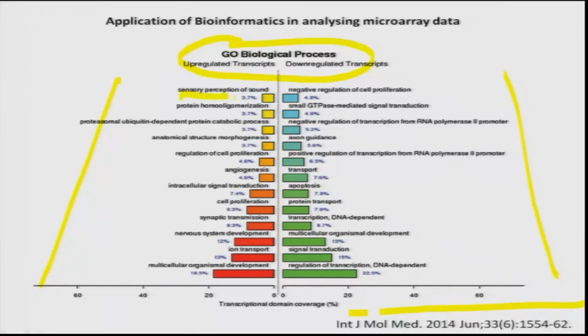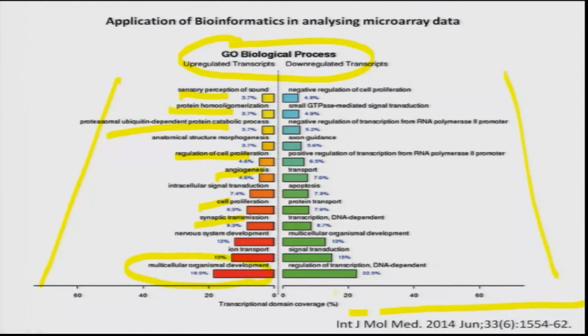Sensory perception. 3.7% of the genes whose expression level came down are involved in sensory perception like touch or smell, whatever. Protein oligomerization, proteasomal ubiquitin dependent protein catabolic process. These are genes whose proteins are involved in proteolytic process. Regulation of cell proliferation, controlling cell division. Angiogenesis, meaning blood vessel formation. Cell proliferation, synaptic transmission. You can see how we can say that, okay, is it that? It is very interesting.